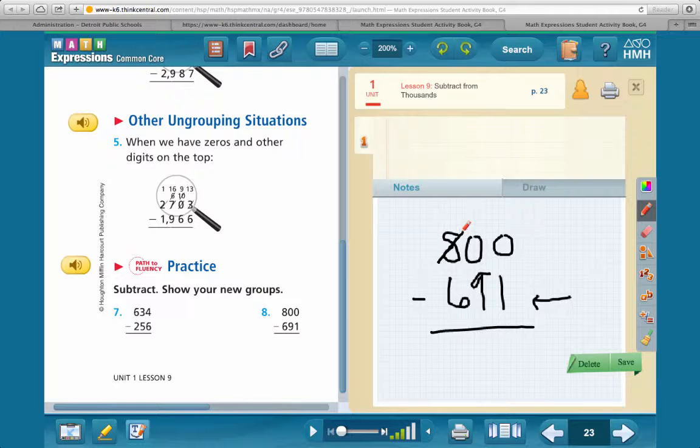So if we borrow 100 from the 8, we now have 7 hundreds, and we can give that to the tens place. But now we still have a problem. We still don't have enough in the ones place. So we have to ungroup again and take 1 from the tens place and now give it to the ones place. Now if you look at the numbers, you have 7, 9, and 10, and you should be able to subtract the numbers underneath it.